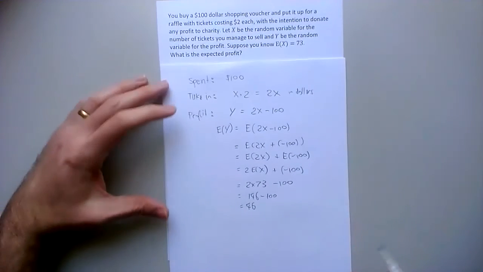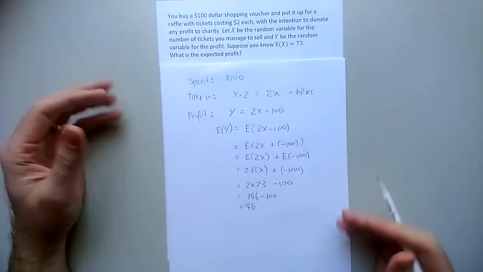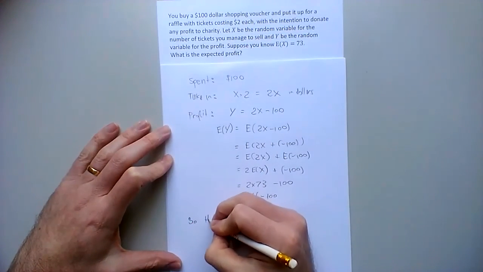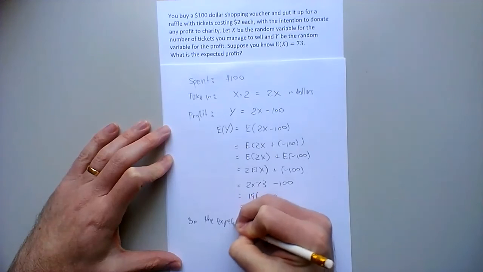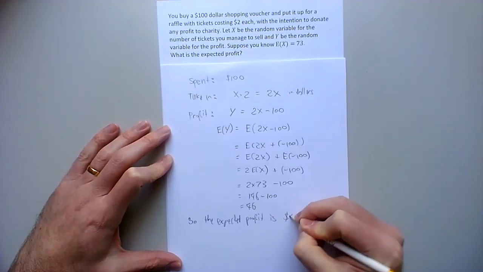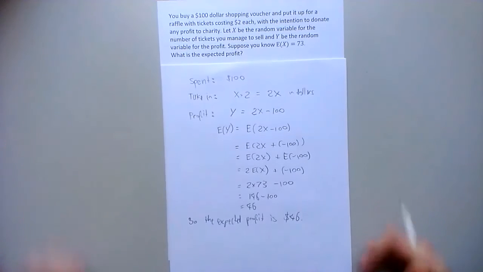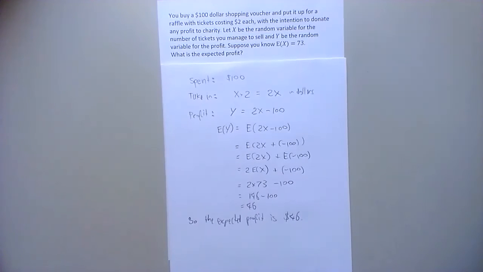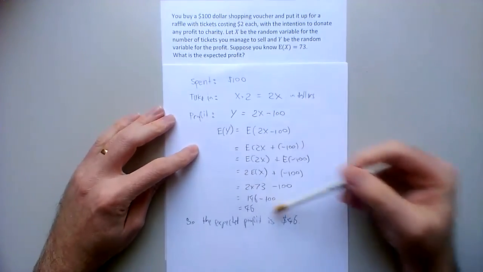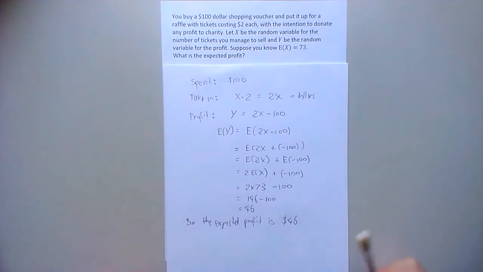Okay, so I guess it was in words to begin with. I might as well finish off with something in words. So the expected profit is $46. Cool. Not all that much, I guess, for all this effort, but not too bad, I suppose. Yeah, so that's using expected value properties to figure out a new expected value from an old one.